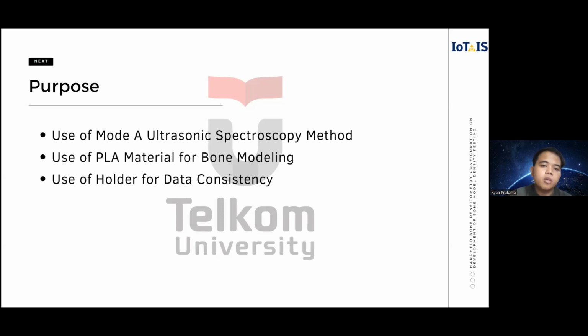Next, we explore the use of PLA material for bone modeling. Why did we choose PLA and what are its advantages? PLA is a moldable material, allowing us to create models with complex designs. Then the cost factor is more affordable, allowing for greater scalability and accessibility in bone modeling.